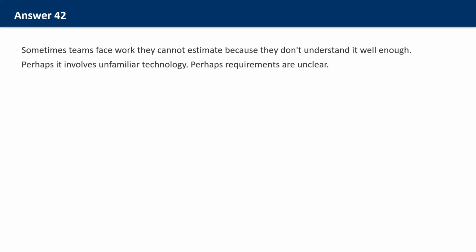For the exam, remember that estimation is not commitment. Estimates are forecasts based on current understanding. They will be wrong. The question is how wrong and what we do about it. Agile's approach is to estimate frequently in small batches with short feedback loops. When estimates are off, we learn quickly and adapt.